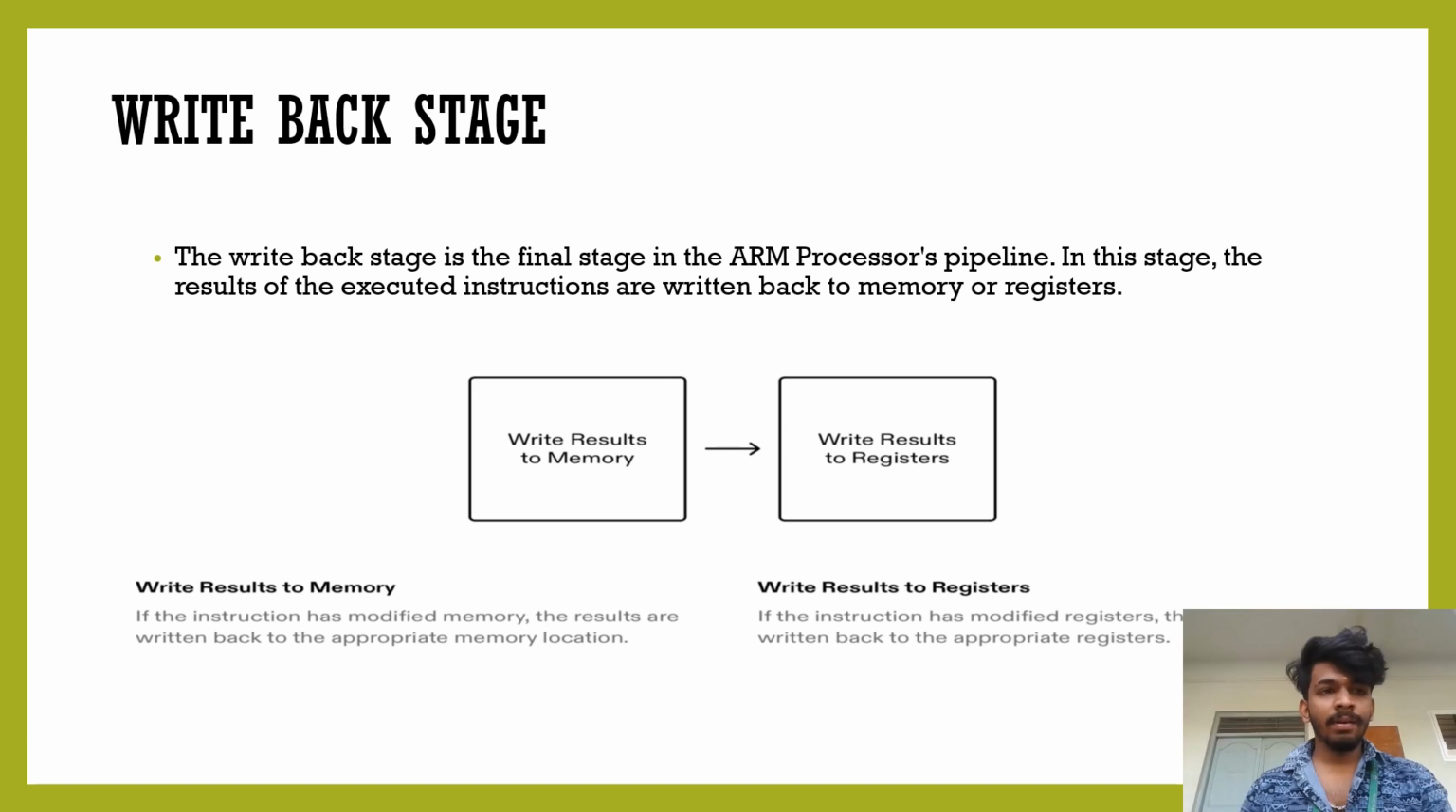Write back stage. The write back stage is the final stage in the ARM processor's pipeline. In this stage, the results of executed instructions are written back to memory or registers. Write back to memory. If the instruction has modified memory, the results are written back to the appropriate memory location. Write results to registers. If the instruction has modified registers, the results are written back to the appropriate registers.